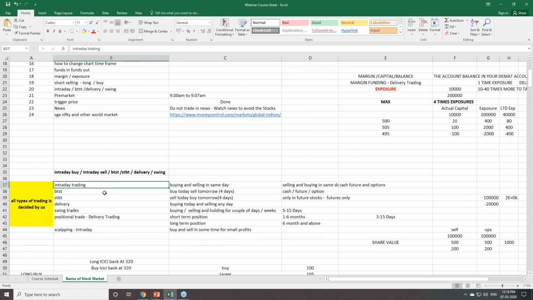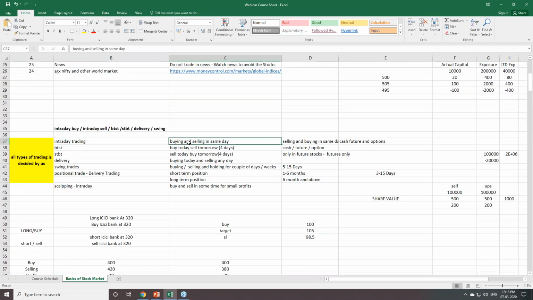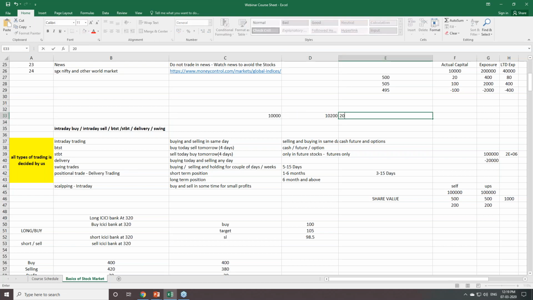So intraday trading is buying and selling in the same day. Say, for example, you are buying 100 shares of ABC stock at 100 rupees, and you see the stock moving 2 rupees upside, to 102. 2 rupees into 100 shares is a profit of 200 rupees. You can book the profit the same day and close it.